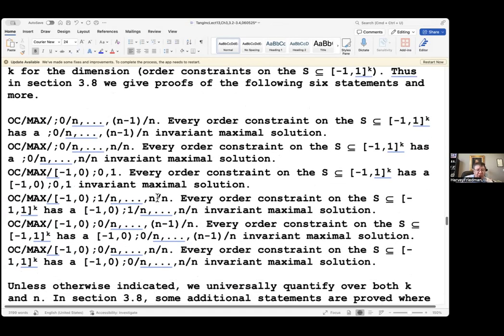So we're really talking about these six statements, right? OC max of this function, OC max of this function, and so on. This one leading to the large cardinal, necessary, sufficient to use the large cardinal, consistency of large cardinals, yes.